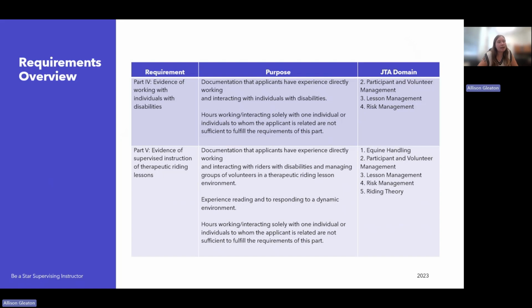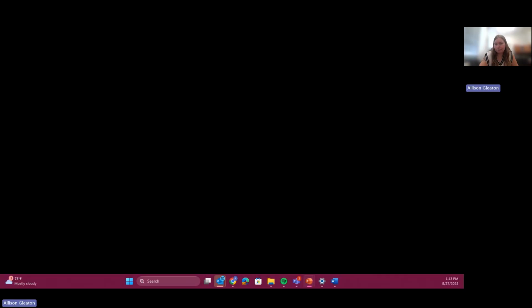So we'll go into those a bit later on, but the primary purpose of this is, of course, documentation that applicants have experience working directly and interacting with individuals with disabilities, but then also they're doing that in a therapeutic riding setting. So they're taking their skills from working with individuals with disabilities, their experience with handling equines, their knowledge of being in a therapeutic riding setting, and they're applying that to actual instruction of therapeutic riding lessons. Again, part 5 feeds into all 5 domains of the job task analysis. So again, it's big and it encompasses a lot.